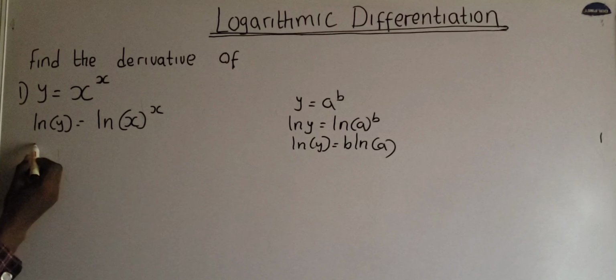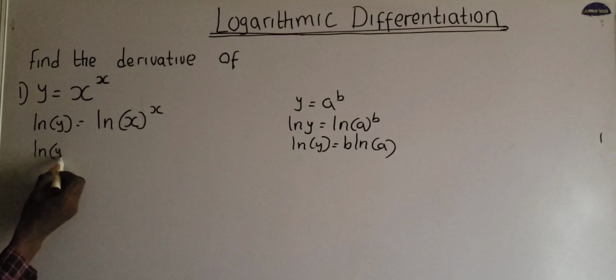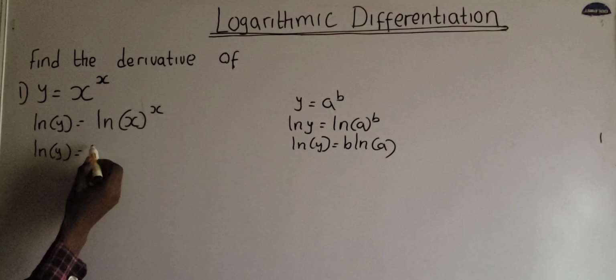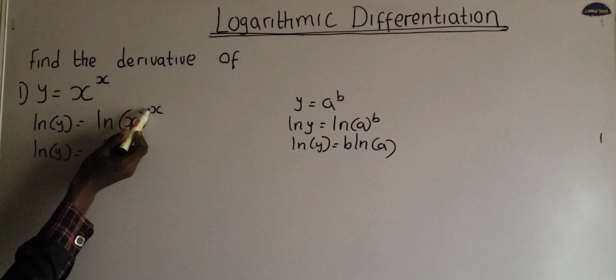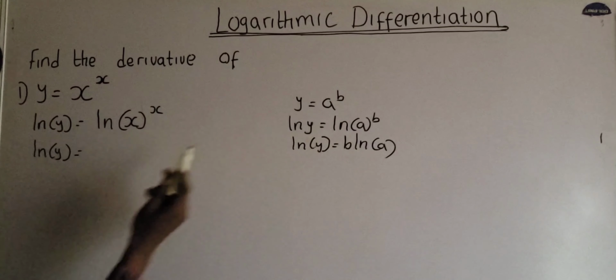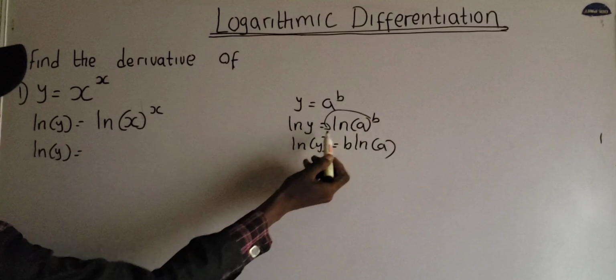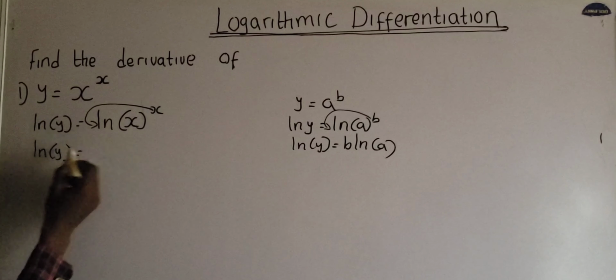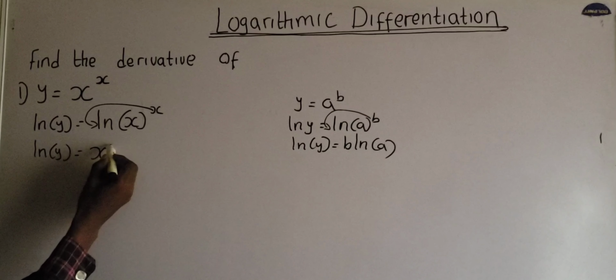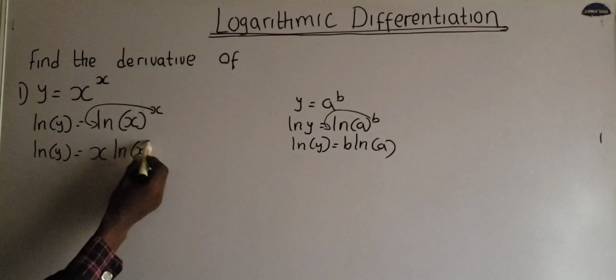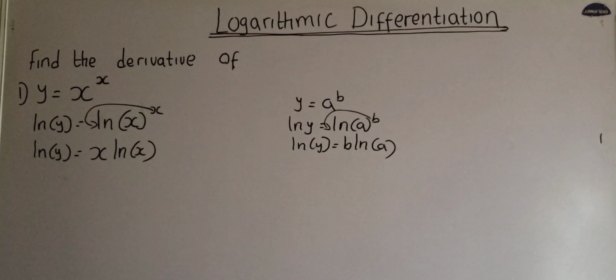So let's proceed. I'm going to have the natural log of y equals the natural log of x to the power x. Don't forget that, according to the rules of natural logarithm, the power will multiply the coefficient. So I'm going to have x natural log of x. Now remember, we are going to take the derivative of the left hand side and the right hand side.